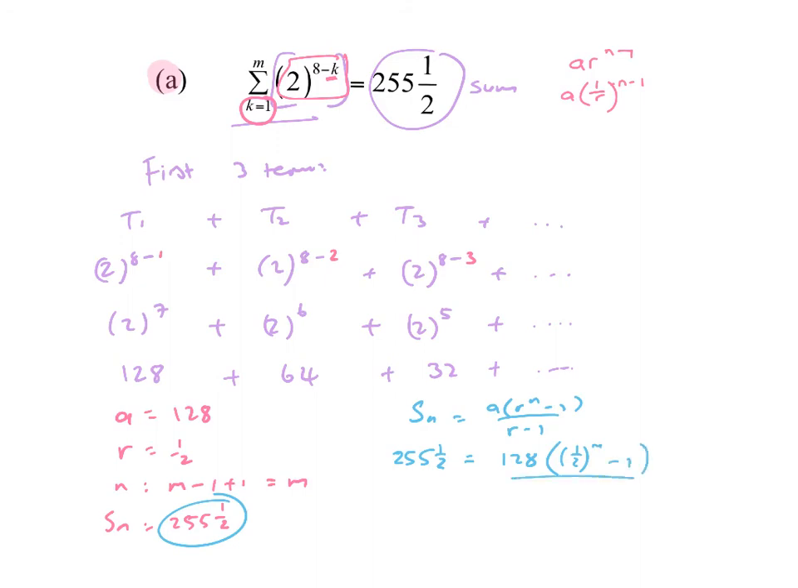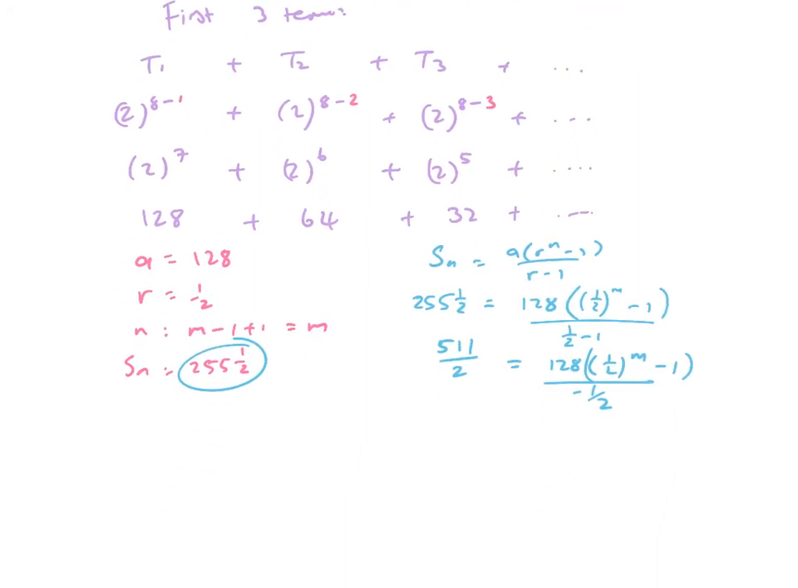minus 1 over r, which is a half minus 1. So what we can do is, 255 and a half is 511 over 2, is equal to 128 times a half to the power of m minus 1, over minus a half. So you're going to multiply by minus a half on both sides. So minus a half times 511 over 2 is equal to 128 times a half to the power of m minus 1.